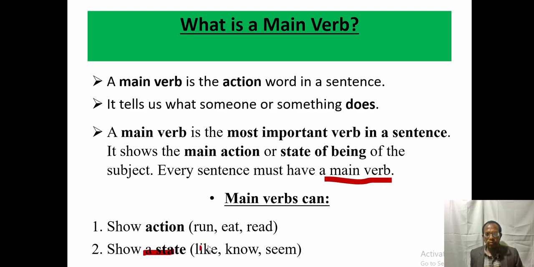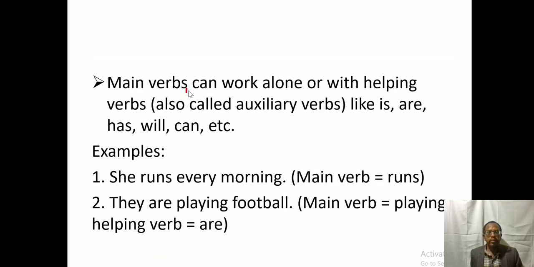So these kinds of verbs are like know and seem. So main verbs can work alone or with helping verbs. Okay, when you are making sentences, mainly main verbs just occur alone in your sentence. But intermittently, you can also get these main verbs along with auxiliary verbs or helping verbs.